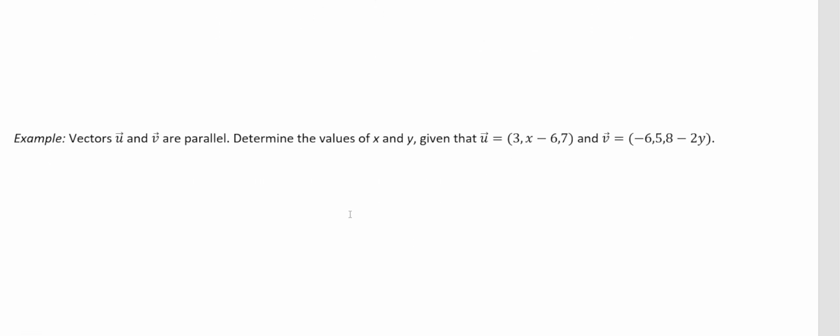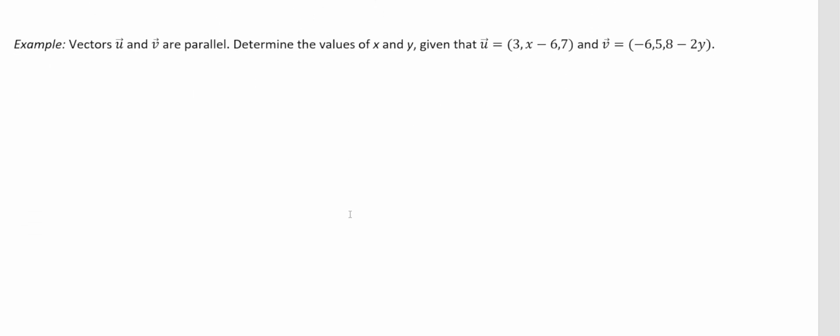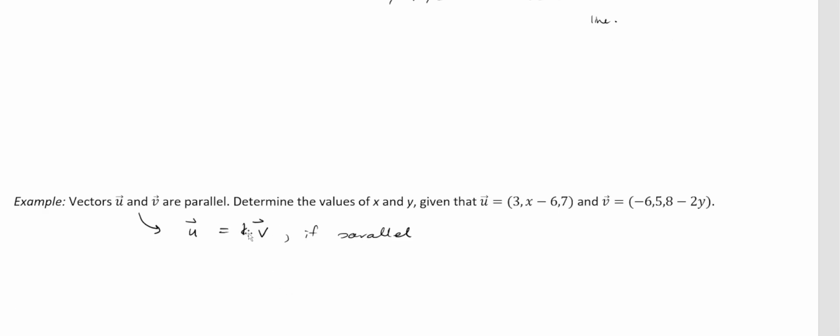Okay, next one. Vectors u and v are parallel. Determine the values of x and y given that u is 3, x minus 6, 7, and vector v is -6, 5, 8 minus 2y. Okay, so if these two vectors are parallel, then they have to point in the same direction. And if they're pointing in the same direction, that means that one is just a scalar multiplier of the other. So vector u is just some scalar multiplier of vector v if parallel.